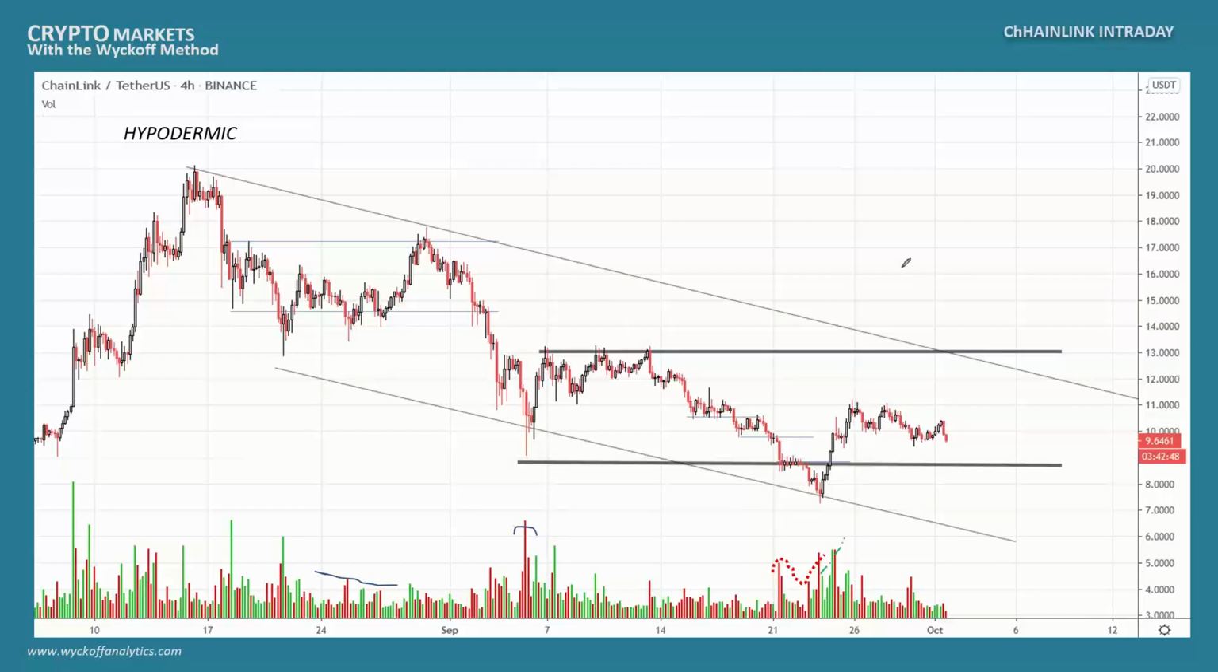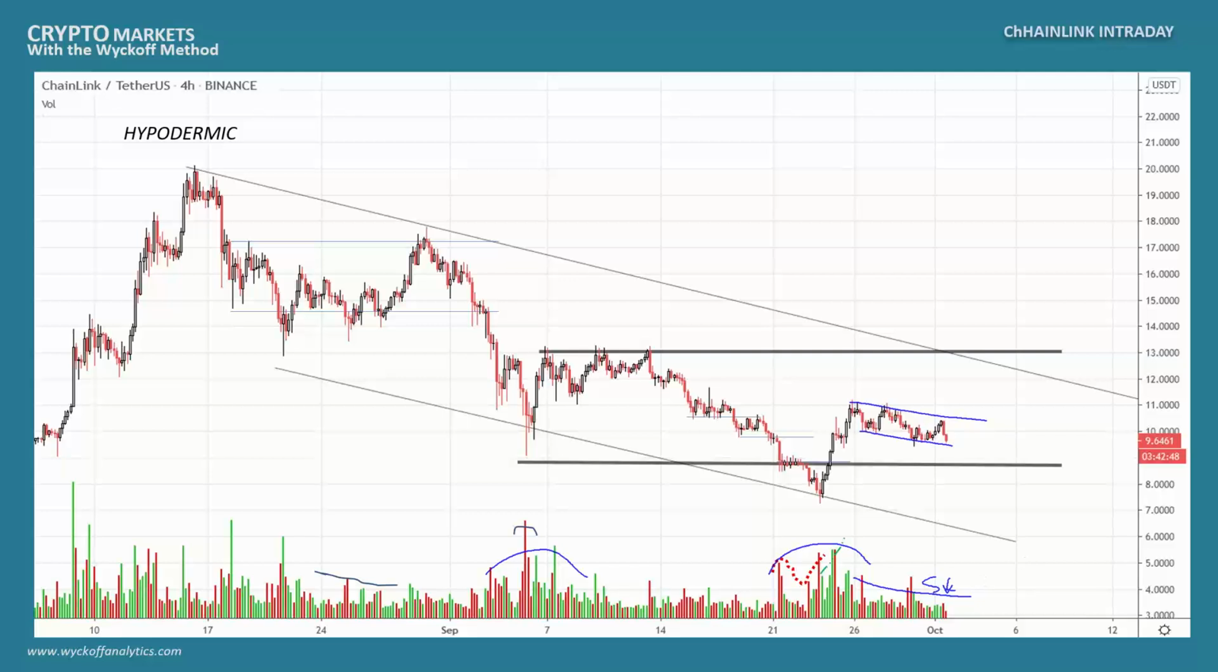We can see on the bottom a lot of volume, effort versus result, a good rally after that, a very good rally. And now we are trying to consolidate in the lower part of the range. This is still a constructive price action because supply is very low. And I think that this could be a very crucial point for Chainlink.